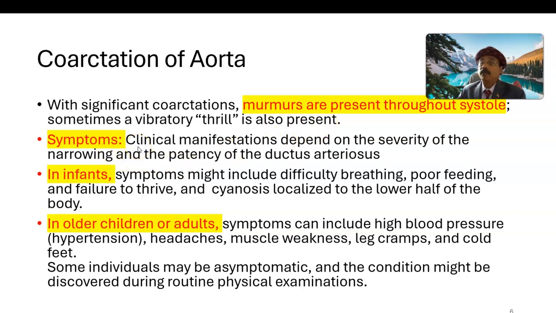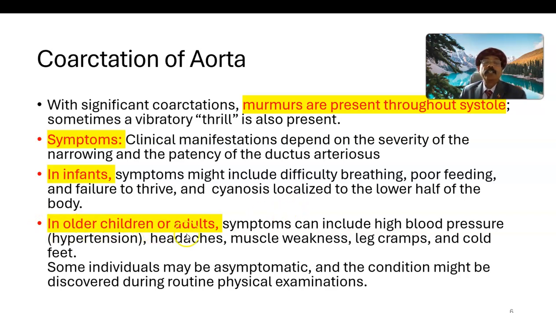Symptoms of coarctation of aorta. Clinical manifestation depends on severity of the narrowing and the patency of ductus arteriosus in infants. Symptoms might include difficulty breathing, poor feeding, failure to thrive, cyanosis localized to the lower half of the body because of lack of blood supply there. Okay. And also there is a lot of deoxygenation of the hemoglobin there.